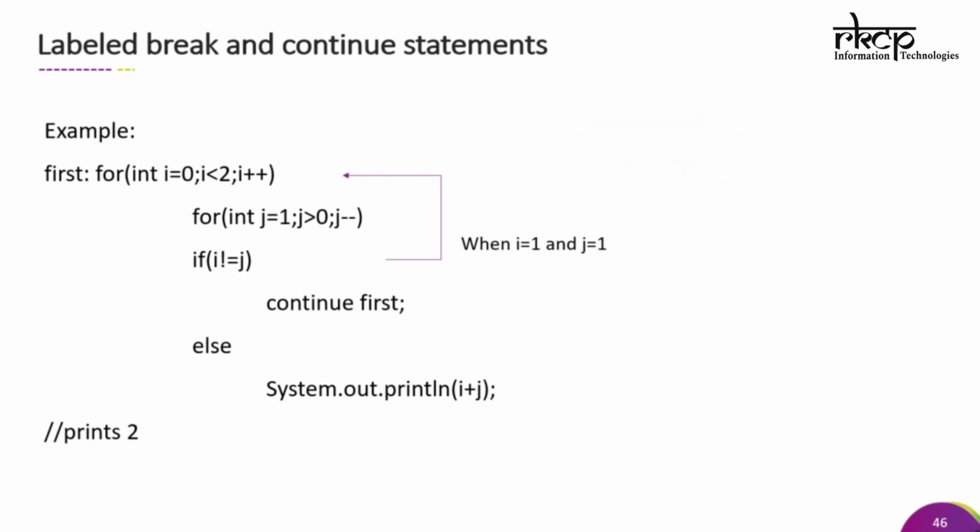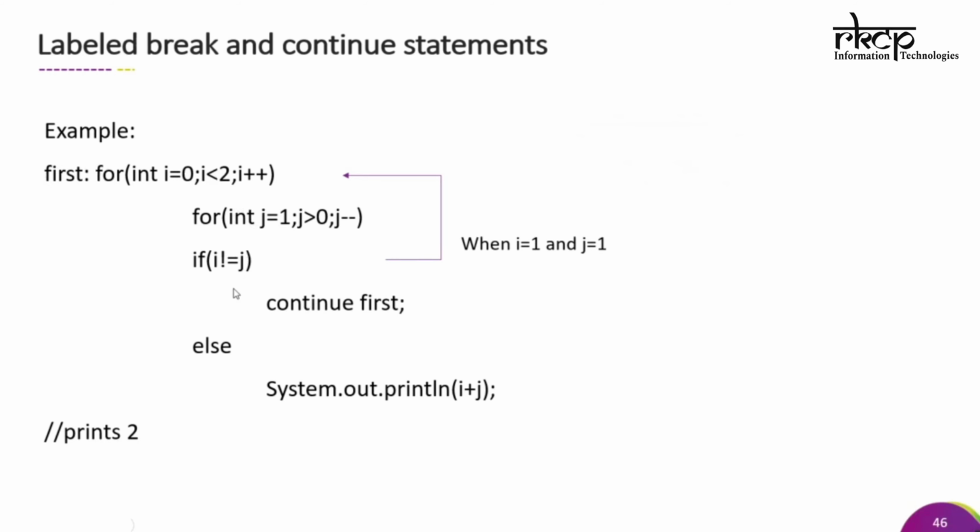Welcome back. And now you are going to see how to use break and continue. Here I have written two for loops, a nested for loop. For the first for loop, we have given one label called first, and for the second I am not going to give any label.